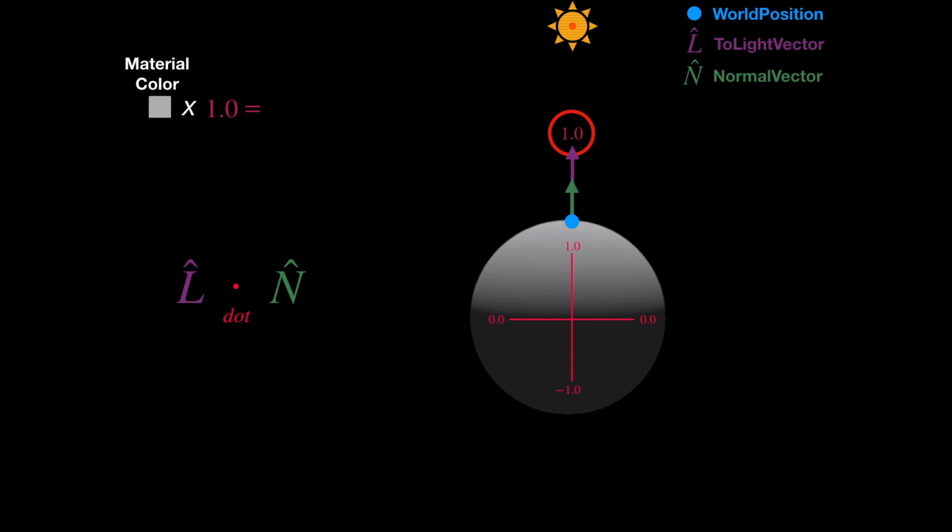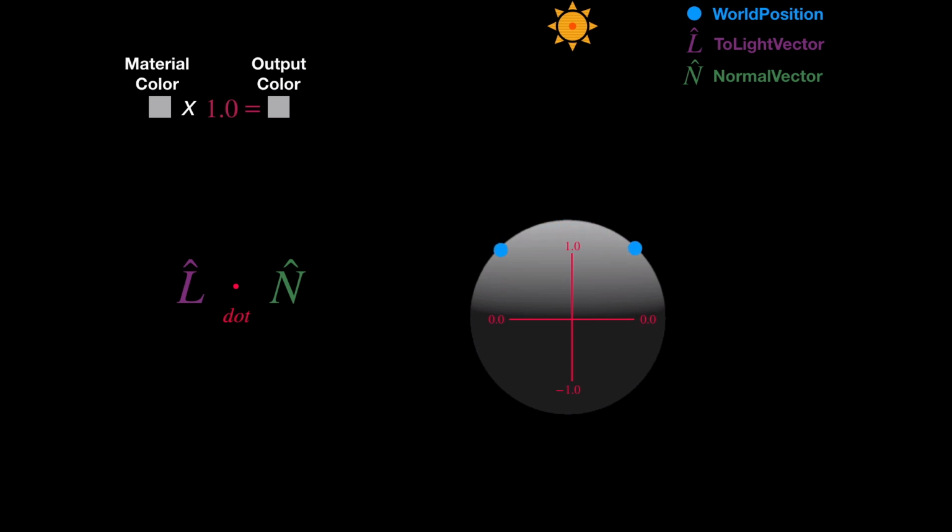And we all know that if we have the input material color, say this object is this gray color, and we multiply that by 1, our scalar, our dot product, we should get the exact same output color. So it's going to be pretty bright towards all the surfaces that are facing the light.